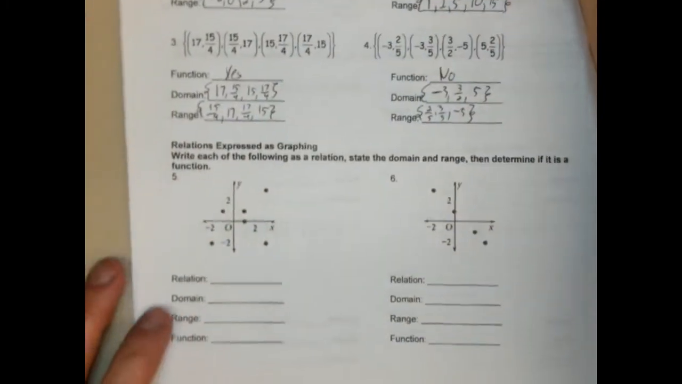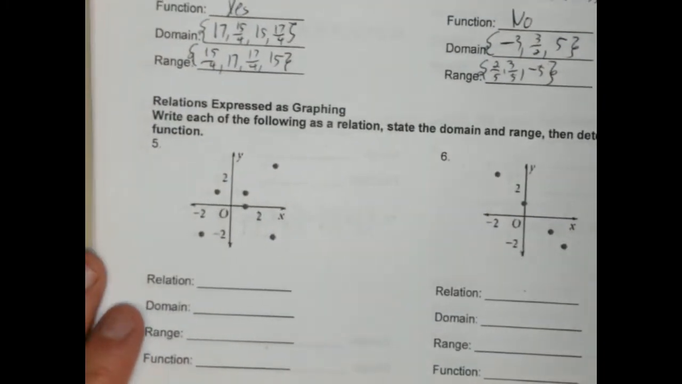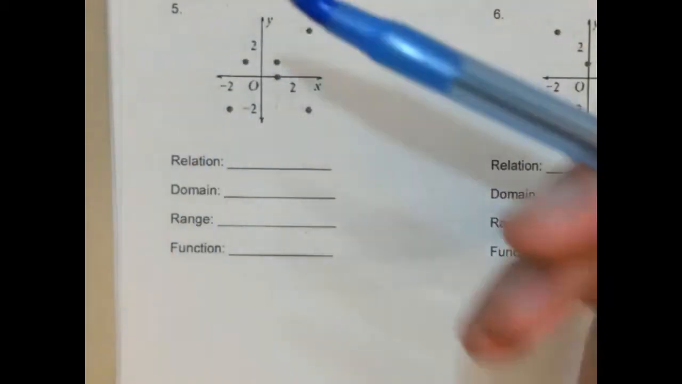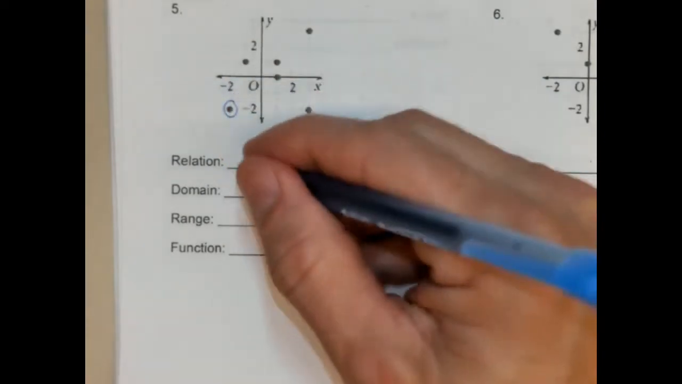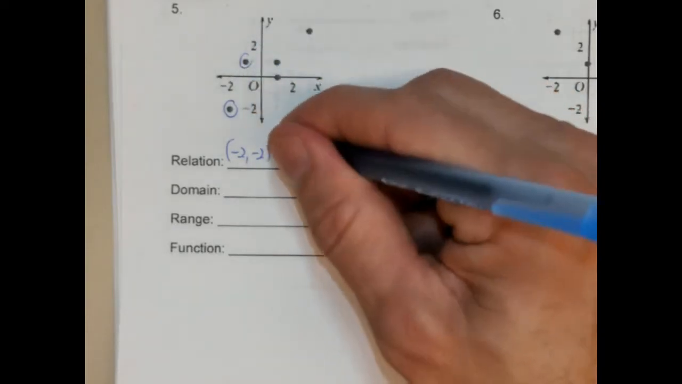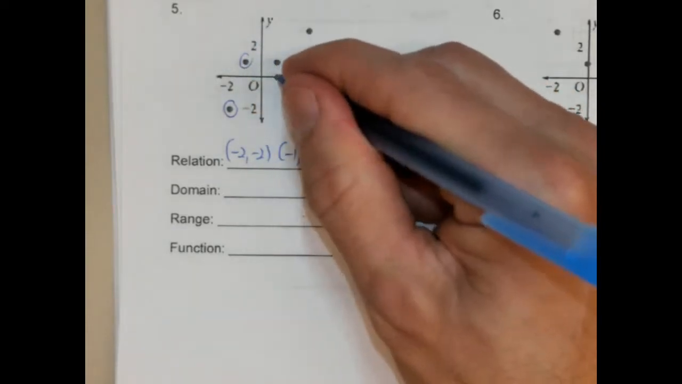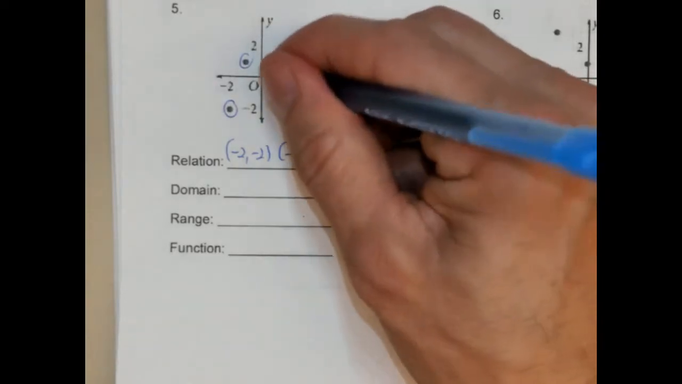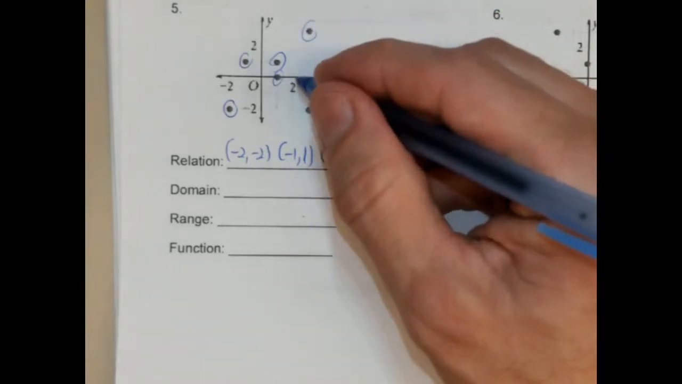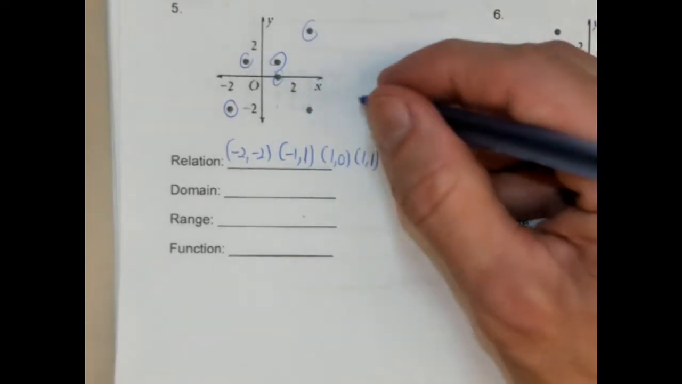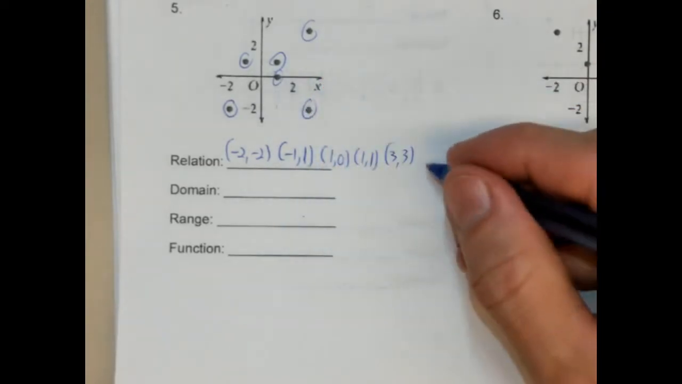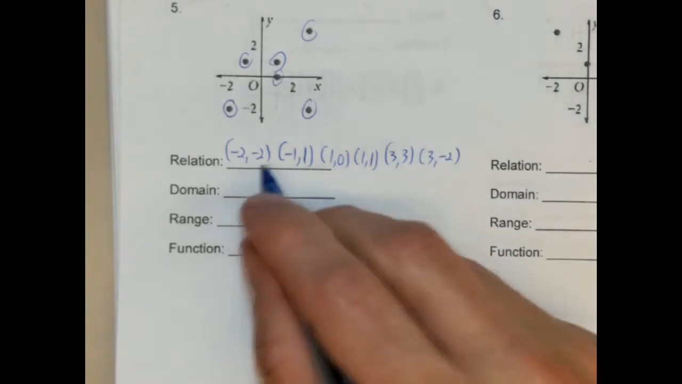Okay. So now we're doing the same thing, only they give us a grid. They don't give us the coordinates. So what we need to do first is actually identify the coordinates. So we're going to use a blue for this one. So this is negative 2, negative 2. This is negative 1, 1. This is 1, 0. This is 1, 1. This is 3, 3. And this is 3, negative 2. So those are our points.